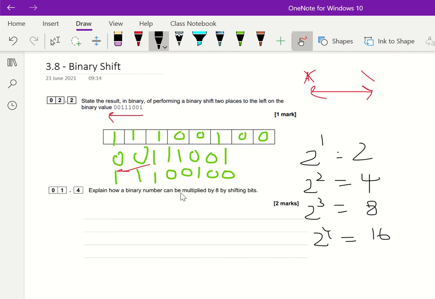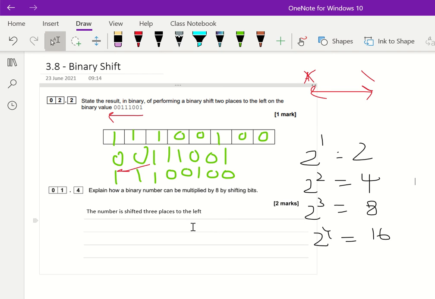So this question is asking, what is the result of multiplying by 8? What that means, nice and straightforward, is the number is shifted 3 places to the left. Because if you look here, we can see that 2 to the power of 3 multiplies the binary number by 8. So if I am shifting it 3 places to the left, then I am multiplying it by 8. If the question said multiplied by 4, then it would be 2 to the power of 2, so the answer would be the number is shifted 2 places to the left, and so on, okay? So that's how you do binary shift.